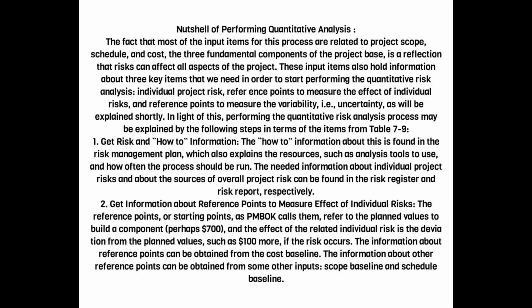2. Get information about reference points to measure effect of individual risks. The reference points, or starting points, as PMBOK calls them, refer to the planned values to build a component, perhaps $700, and the effect of the related individual risk is the deviation from the planned values, such as $100 more, if the risk occurs. The information about reference points can be obtained from the cost baseline. The information about other reference points can be obtained from some other inputs, scope baseline and schedule baseline.